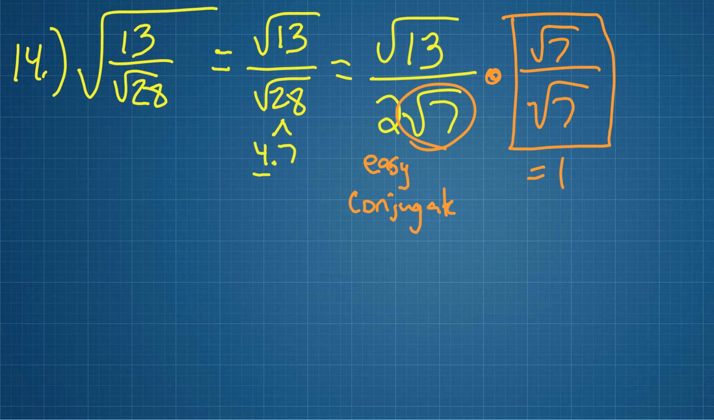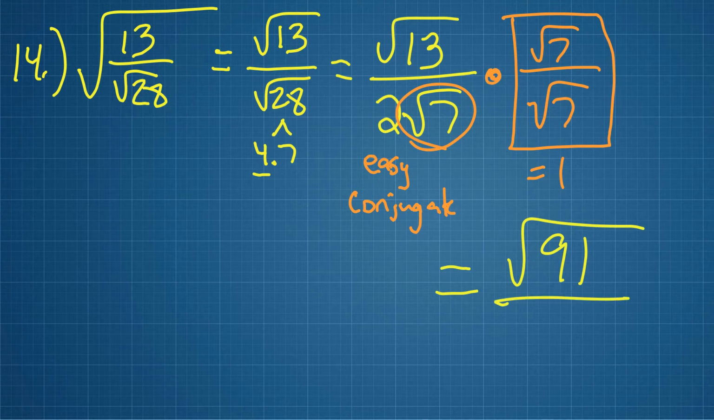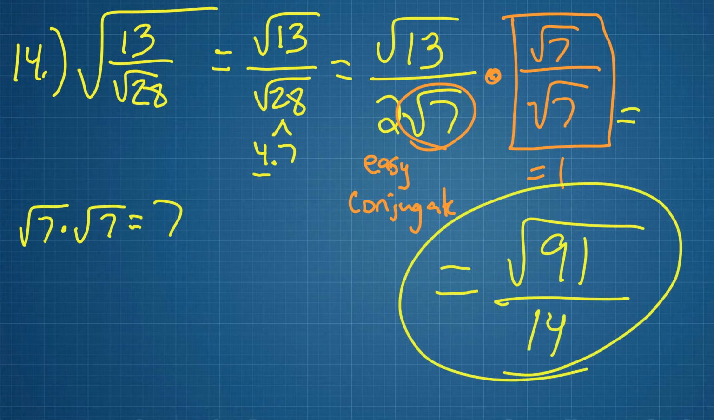So now I multiply across the top and multiply across the bottom. 13 times 7 is 91. They're both in jail, so they stay in jail. 2 times radical 7 times radical 7. Now the shortcut is, if I multiply radical 7 times radical 7, I don't want to do the work, I can just write 7. The radicals will cancel each other out. So this is 2 times 7, which is 14. Done. That's it for 14.